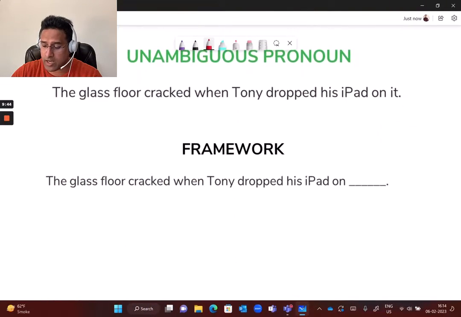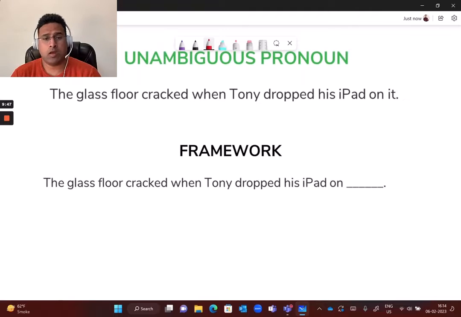Now let's take a look at a pronoun used correctly or unambiguously. The glass floor cracked when Tony dropped his iPad on it. Now, another very interesting sentence. Once again, we see the pronoun it. And we see 2 potential antecedents, the glass floor and iPad. But just because there are 2 potential antecedents preceding the pronoun it, does that mean that it is automatically ambiguous? Well, as I said, apply the framework.